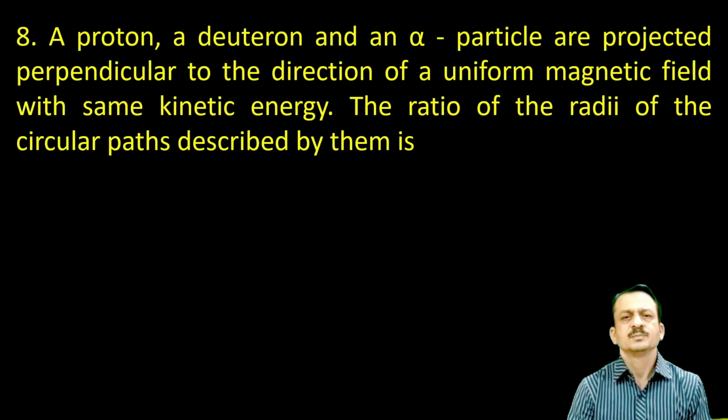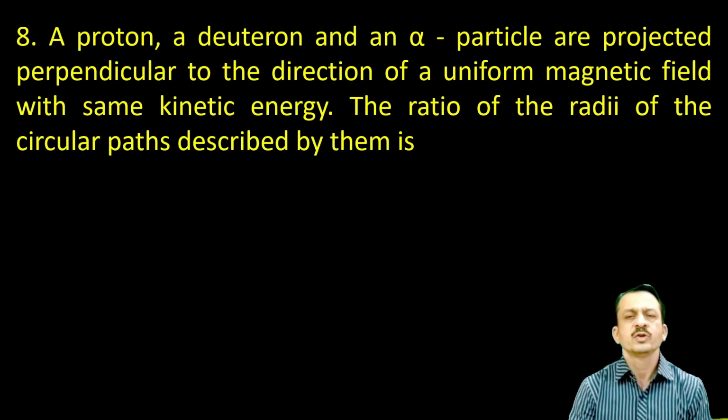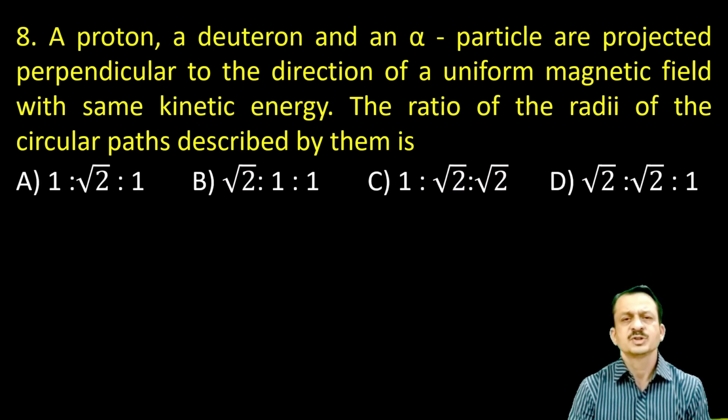Next problem. A proton, a deuteron and an alpha particle are projected perpendicular to the direction of a uniform magnetic field with the same kinetic energy. Here kinetic energy is the same. The ratio of the radii of the circular paths described by them is, now look at the options. A: 1 is to root 2 is to 1, B: root 2 is to 1 is to 1, C: 1 is to root 2 is to root 2, and D: root 2 is to root 2 is to 1.